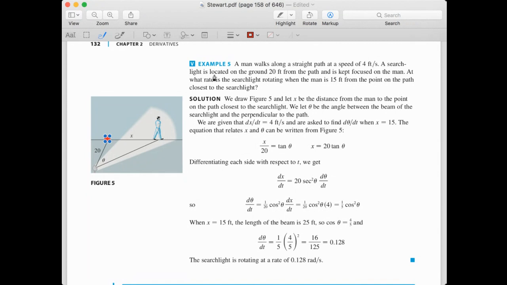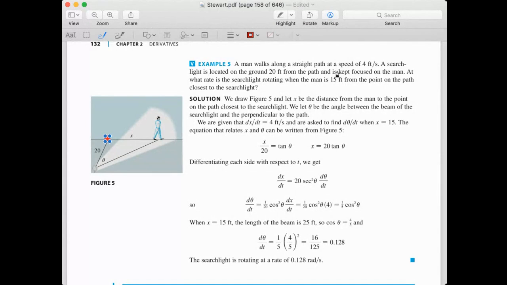But a light is located on the ground 20 feet from the path. Okay, so a light is here. It makes the distance, drop a perpendicular line to the path. Right, so the distance is 20. So this is fixed, because we're not going to move this light. The light stays here. So the distance from this light to the path is constant, 20.